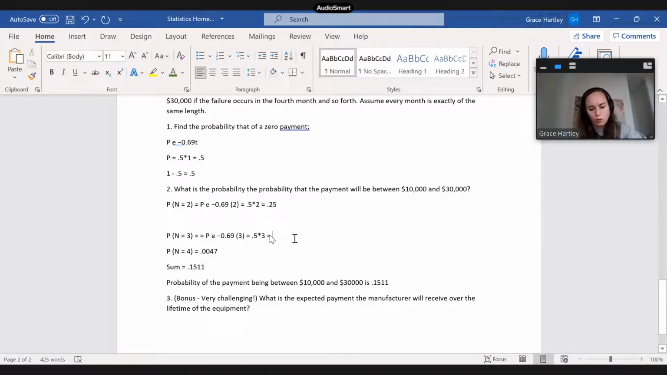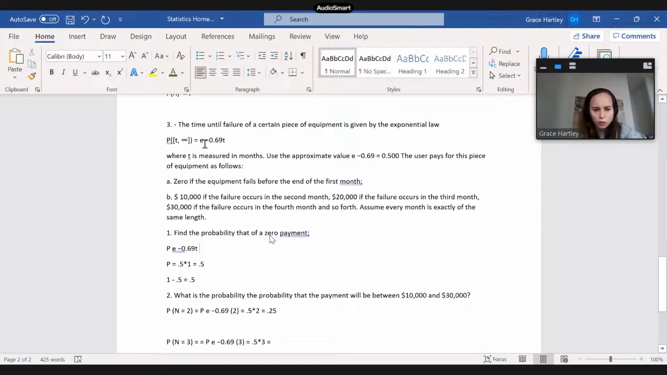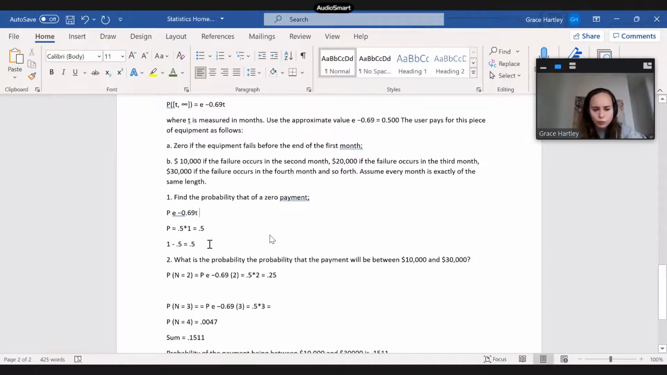That doesn't feel right. No, it's not 0.5 times 2. It's probably 0.5 to the second power, I would say, but you should use a calculator to compute that. It's just e to the power of minus 0.69 times 2.